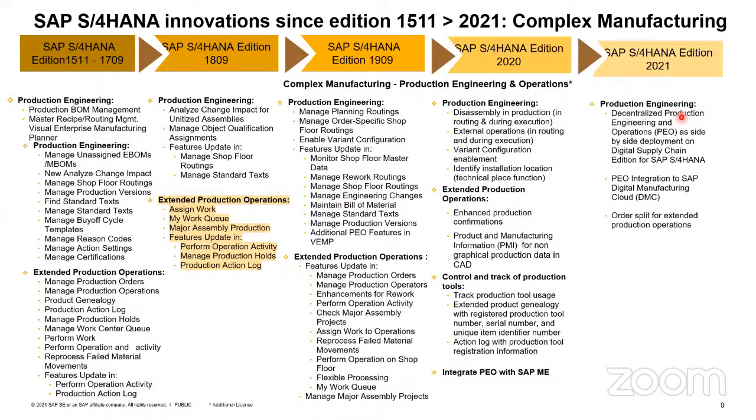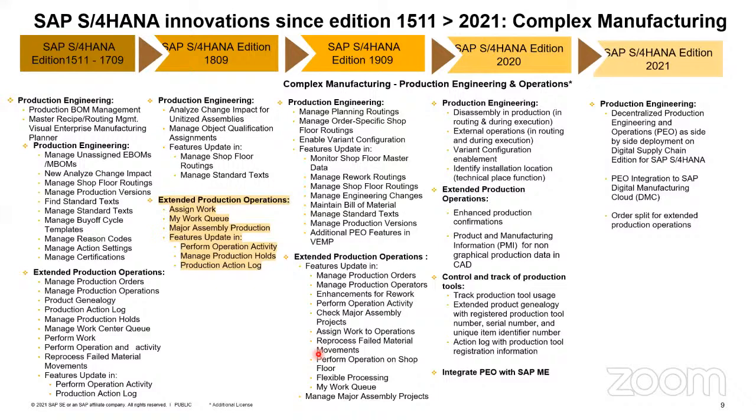So in this slide, you can see the different innovations that SAP has provided as part of S4HANA at each upgrade, starting from 1709 till 2021. If you focus on the highlighted one, which is the 1809 release, we have some major enhancement capabilities, like the new Fiori app that has been introduced, the Assign Work app, using which you can assign a particular operation activity to a manufacturing user, and he can perform the assigned activity using the My Work Queue app.